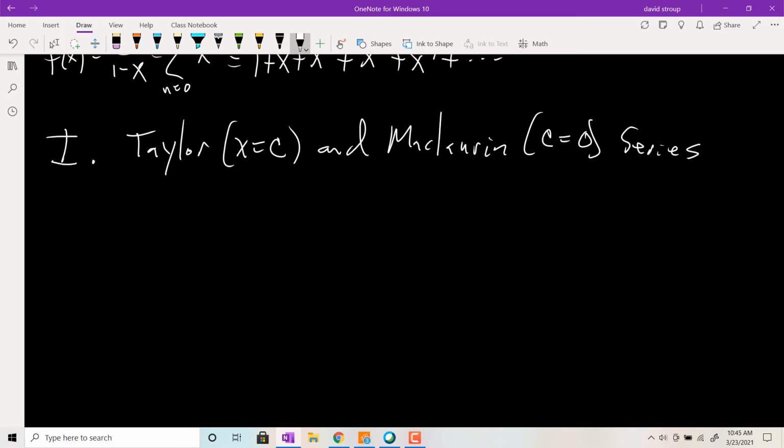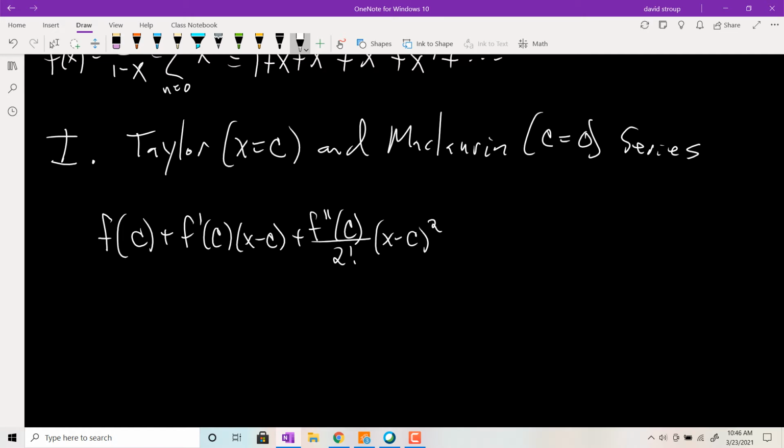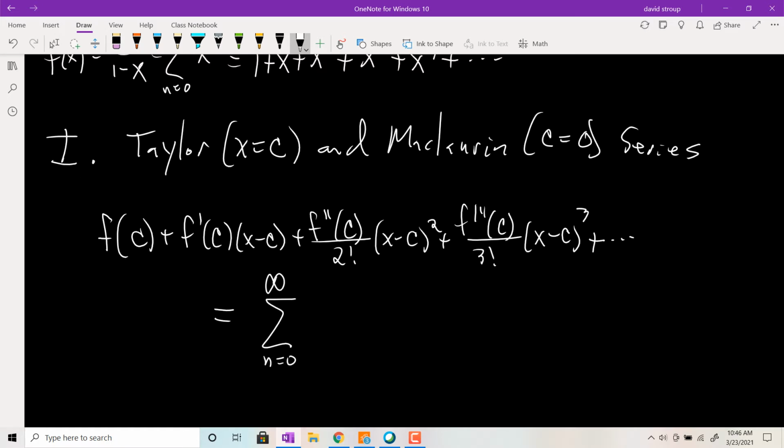So these guys are basically just the f of c plus f prime of c times x minus c plus f double prime of c all over 2 factorial times x minus c squared plus f triple prime of c all over 3 factorial times x minus c cubed plus on and on and on, which we could write in summation notation, going from n equals 0 to infinity of the nth derivative of f, evaluated at c, all over n factorial times x minus c to the n. Where if you put in c equals 0, you just get the Maclaurin series.